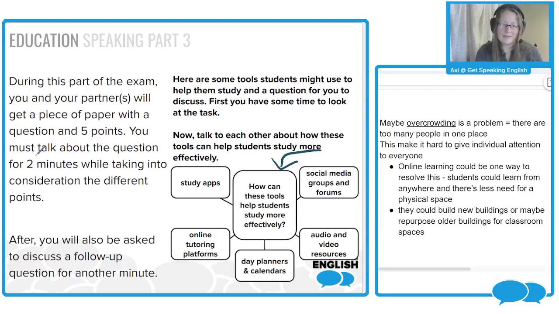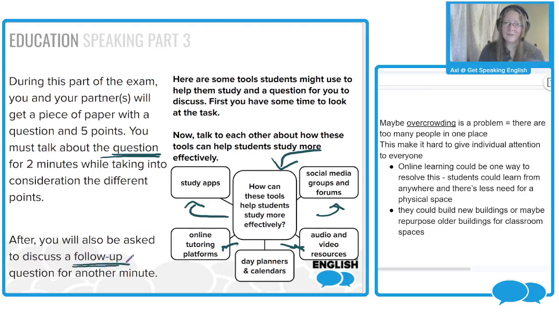Then the idea is that you have to discuss the question, taking into consideration the various points on the page. This part lasts for 2 minutes, so you're going to take that time to discuss the different points with your partner. After that you'll be asked to discuss another follow-up question, and that lasts for about another minute.